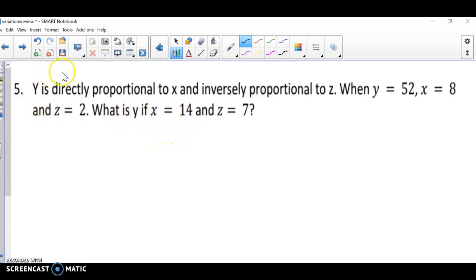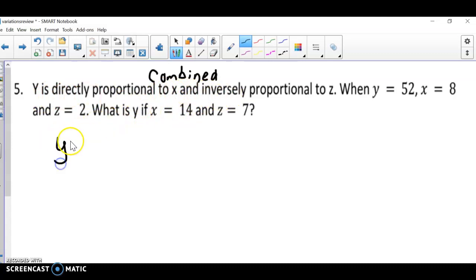So the first part, I'm going to look at what type of variation I have. It tells me y is directly proportional to x and inversely to z. If I have both direct and inverse, that tells me that it should be a combined variation. And we're lucky here because we have the same values as we used in class. So I'm going to write out my equation for combined.